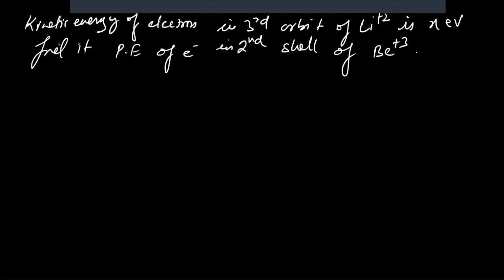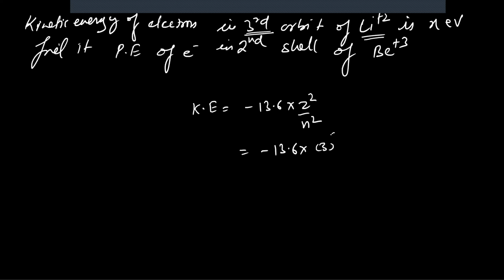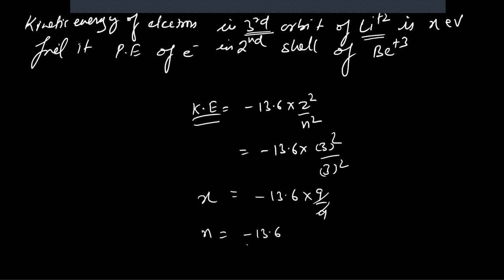What you are going to do here is, first of all, it is being given to you that the kinetic energy is minus 13.6 into Z square upon n square. So minus 13.6 into Z for the third shell. And Z is the atomic number for lithium. Lithium has atomic number 3, so 3 square upon the third shell, 3 square again. So minus 13.6 into 9 upon 9 you will get. And the kinetic energy is x electron volt. So x is equal to minus 13.6 electron volt.